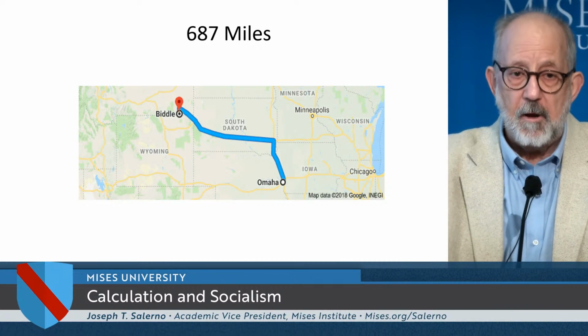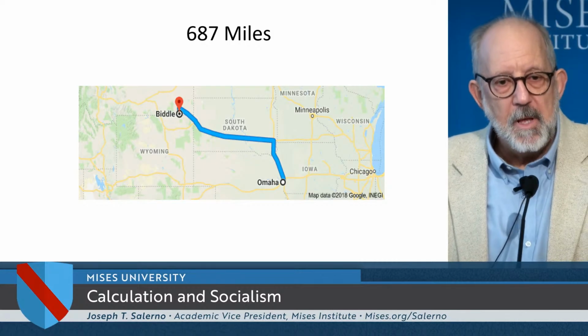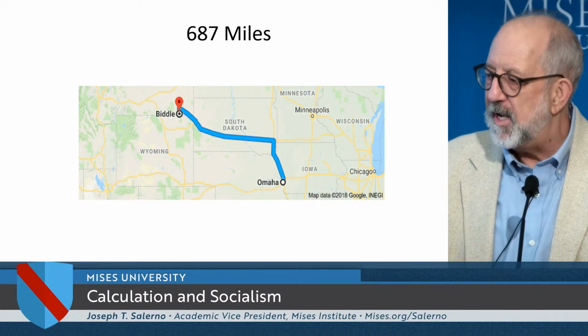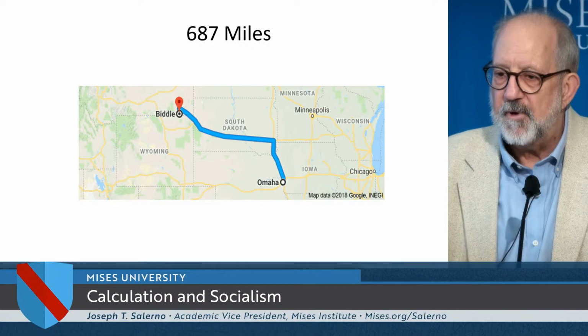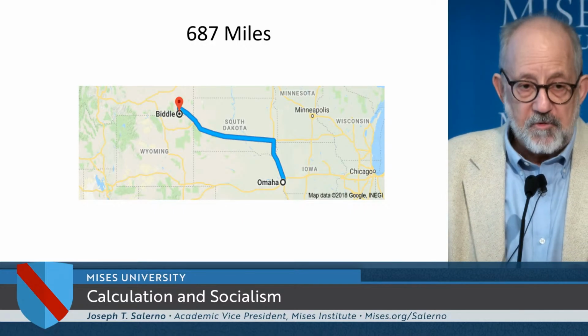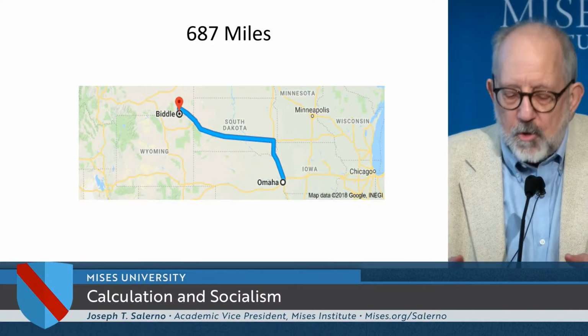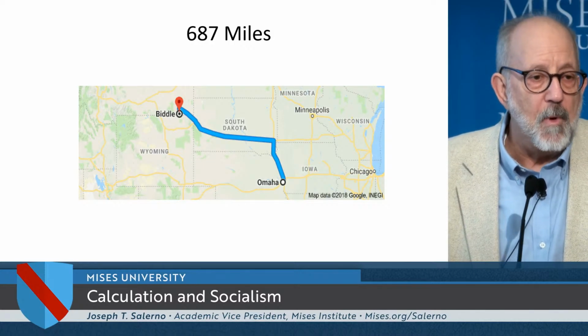Now, could a socialist planner figure out that it's actually a better use of resources to build a house 687 miles away and then ship it? There'd be no way to figure that out. This is because of calculation. Without calculation, you couldn't make these kinds of decisions. You couldn't even conceive that this would be a better way of doing things.